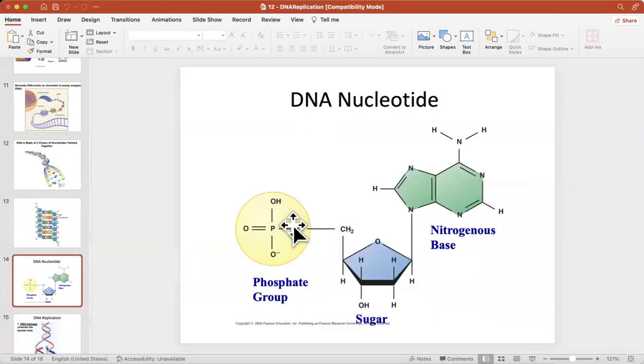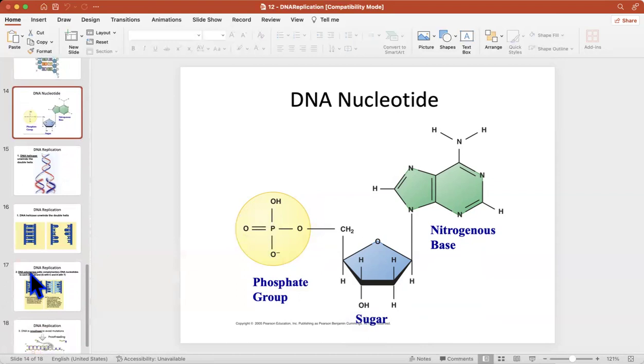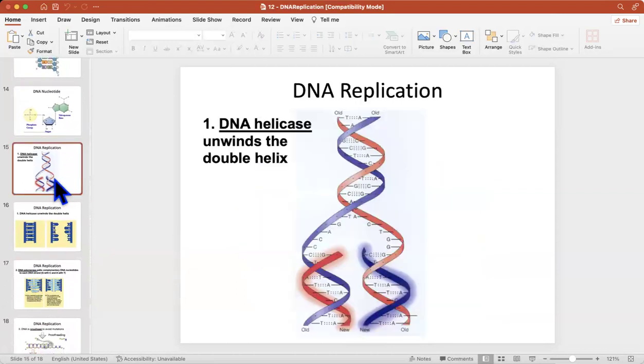And that's a nucleotide. So they have a nitrogenous base and they have a sugar. So if you remember what you learned, this is the 2-deoxyribose, because it does not have the OH, only has H. And there's a phosphate group. So that's the nucleotide. Okay, so let's start with the replication.